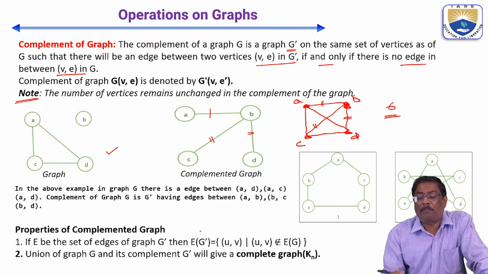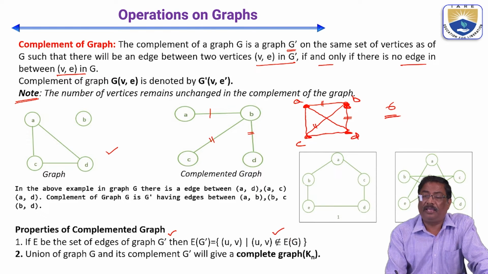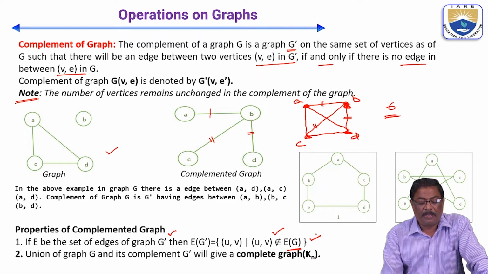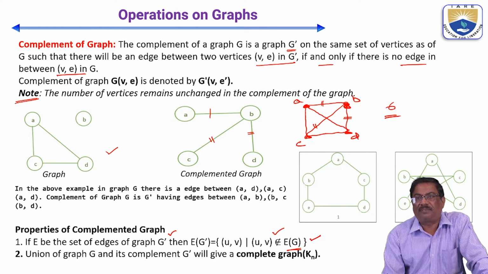So now what are the properties of a complement of a graph? Here G is the set of edges in G dash. If any edge is there in the complement of a graph, then definitely that edge will not be there in the given original graph. That is one of the properties. And the union of G and its complement, we are going to get a complete graph.